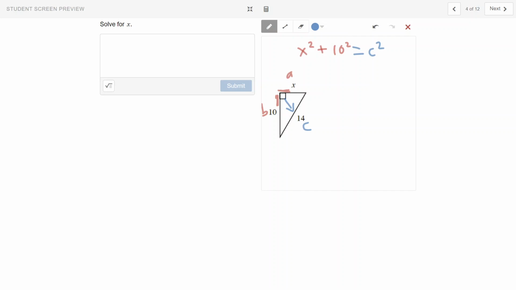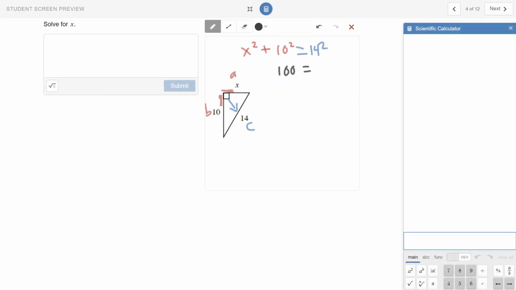So how do we solve this? C squared. We know what c is. Sorry, guys. We know what c is. C is 14, isn't it? So that would be 14 squared. Okay, so how do we actually solve this? Well, let's simplify. What is 10 squared? 10 squared is 100. What is 14 squared? Well, that's 14 times 14. I think that's 196, but since I'm making a video, I'm going to actually be sure. 14 times 14 is 196, yes.